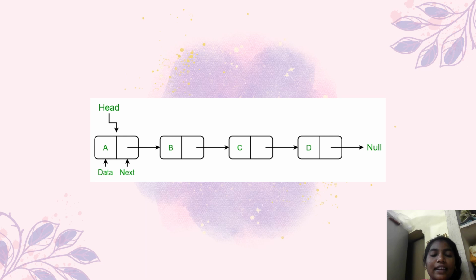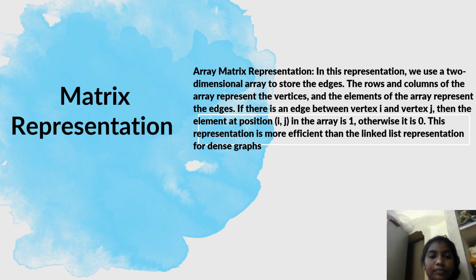Here we can see the example of linked list representation. A contains data and next. B contains data and next. It is the linked list representation.